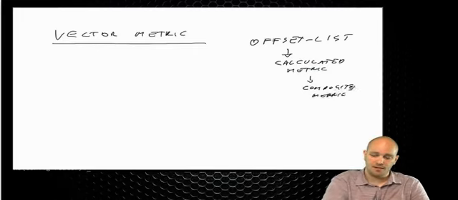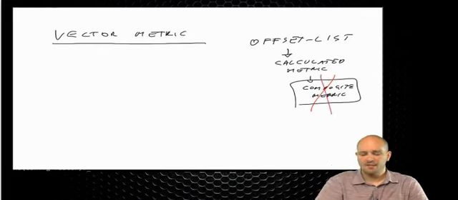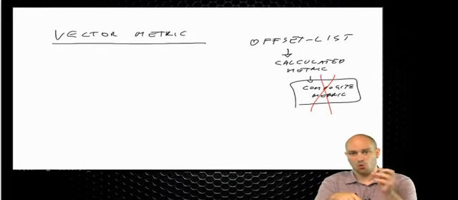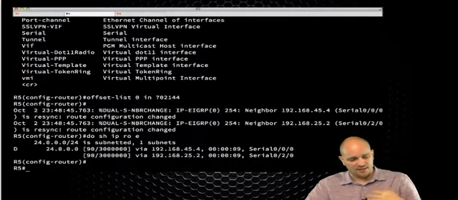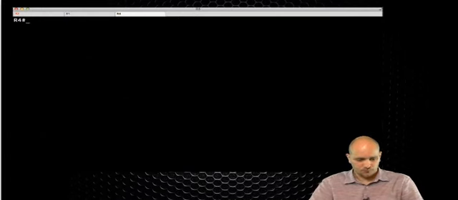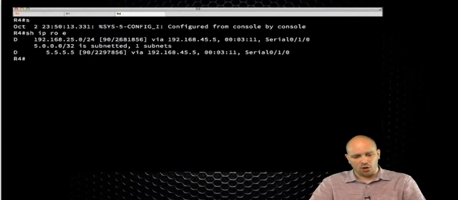And if composite metric is never communicated to any of your peers, does this mean that offset list influences only the local device? Well, let's take a look at that as well. So here I have increased the cost on my routes significantly. So if I do show IP route EIGRP, let's take a look at, let's add one more route on R2.